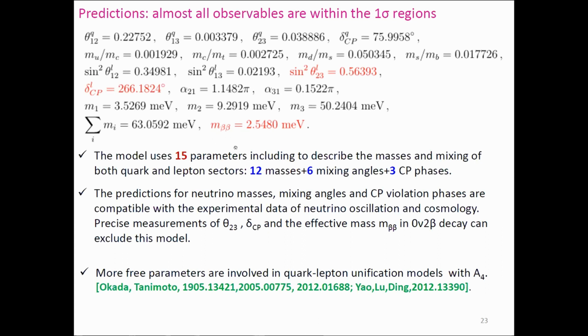So in this quark-lepton unification model, we use only 15 parameters to describe all the masses and mixing of quarks and leptons, including 12 masses, 6 mixing angles and 3 CP phases. Totally, it is 21 observables. So we have 6 predictions. And the predictions for the neutrino mass, CP phases and mixing angles are compatible with the present data of neutrino oscillation and cosmology. This model could also be tested in the future by measuring theta23, delta CP and neutrinoless double beta decay. Also, quark-lepton unification can be achieved in other modular symmetries such as A4, but more free parameters are needed.